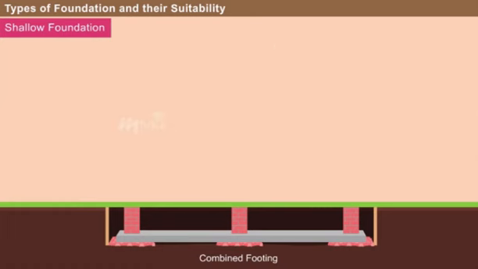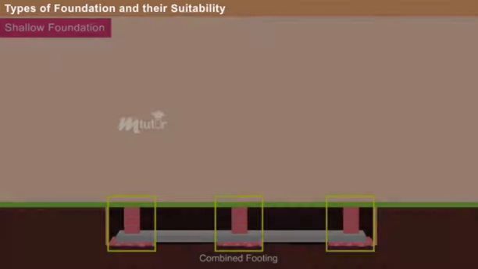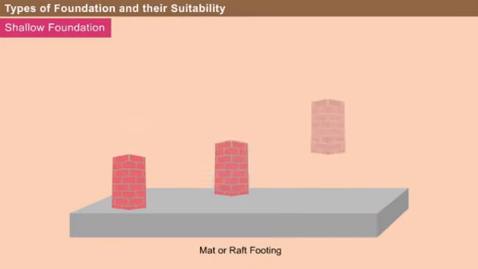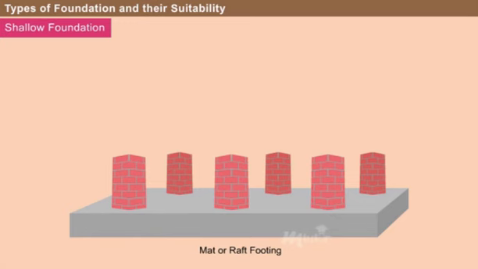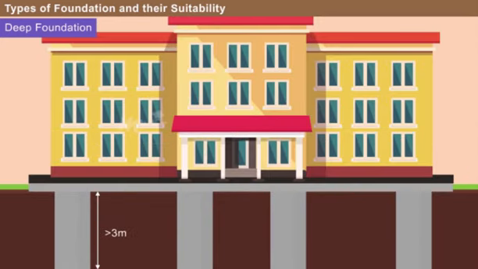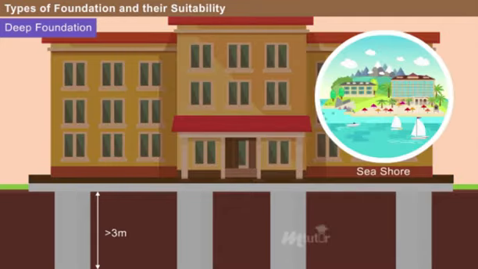Combined footing is constructed to support two or more columns that are so close to each other. Mat or raft footing consists of a thick reinforced cement concrete slab covering the whole area of the building. This type of foundation is used in places where the soil is very loose. Deep foundations are those found very deep below the finished ground surface, usually at depths greater than 3 meters. Generally, deep foundations are suitable for buildings constructed on soft soil, like seashore.